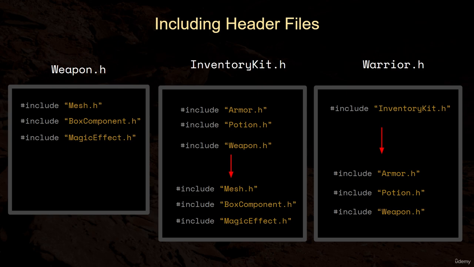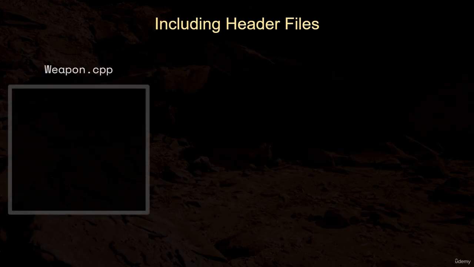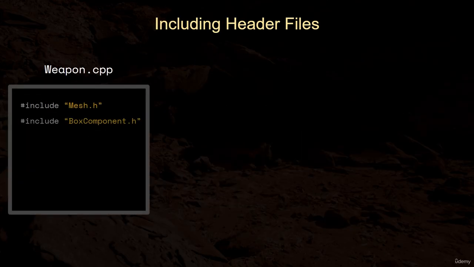When the header files get large like this upon compilation, this is known as code bloat. And this can slow down compile times a great deal. So this is one reason why we should only include those header files where we actually need them. Now, instead, let's say we include our mesh, our box component, and our magic effect header files only in weapon.cpp, where we're going to use those types.